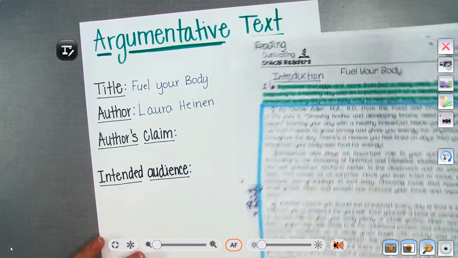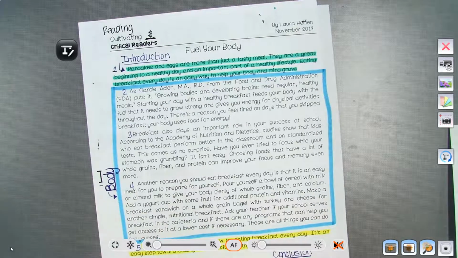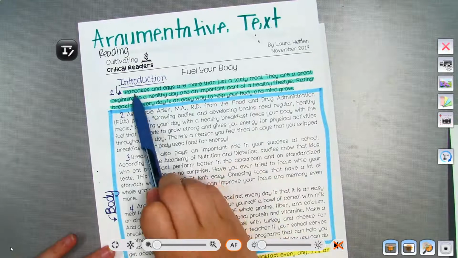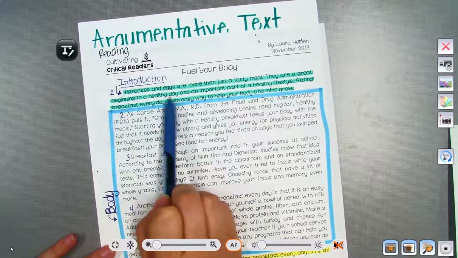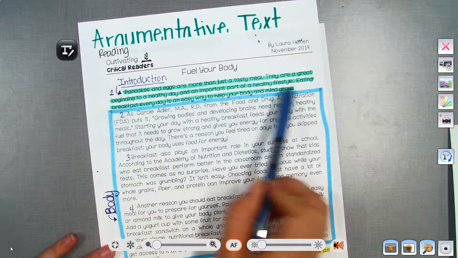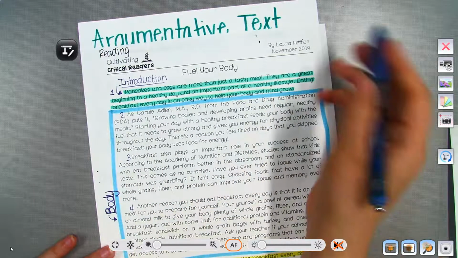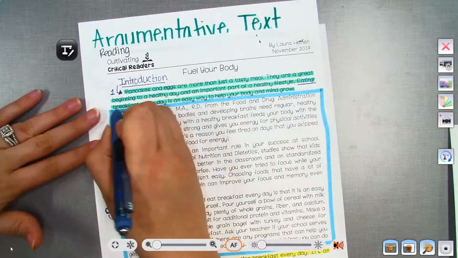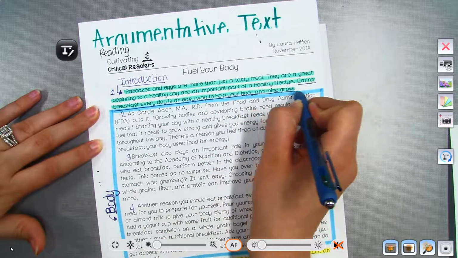What is the author's claim? So remember, the claim is the author's opinion on the topic. So what does the author want the reader to do, think, or believe? So let's look. We know it's going to be in the introduction. So our introduction says, pancakes and eggs are more than just a tasty meal. They are a great beginning to a healthy day and an important part of a healthy lifestyle. Eating breakfast every day is an easy way to help your body and mind grow. So this is his claim.